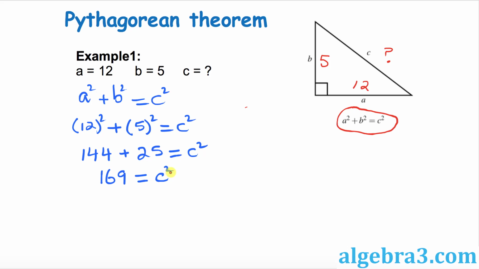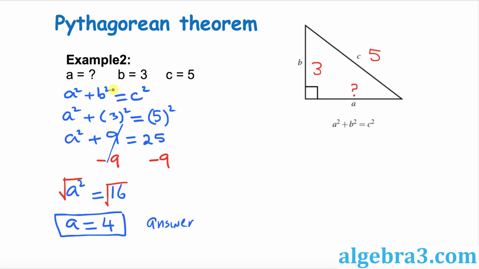Now we want to get rid of this square. How can you undo a square? By taking the square root. So I'm going to take the square root on both sides. The square and the square root undo each other. So c turns out to be the square root of 169, which is 13. So our unknown side c turns out to be 13 units. Piece of cake.